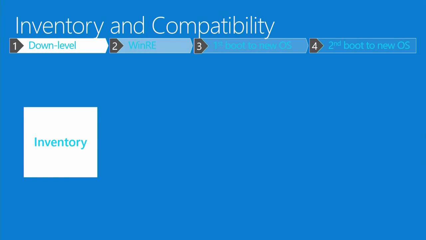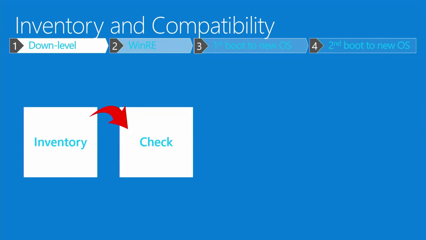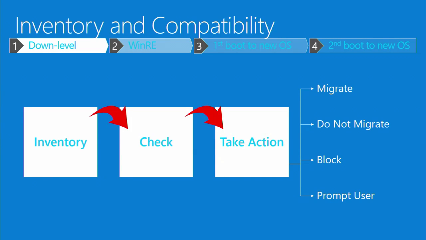So we'll go through the inventory. We'll check each item that we find. We'll take one of 4 actions. Either migrate it, don't migrate it, block it, or prompt the user. If we don't migrate it, there are applications that we can just drop during the upgrade process. They'll just disappear. They won't be present in the new OS. It's not very common, but we know that these applications either cause significant issues with the new OS or aren't needed in the new OS, so they will just get quietly dropped and left behind.